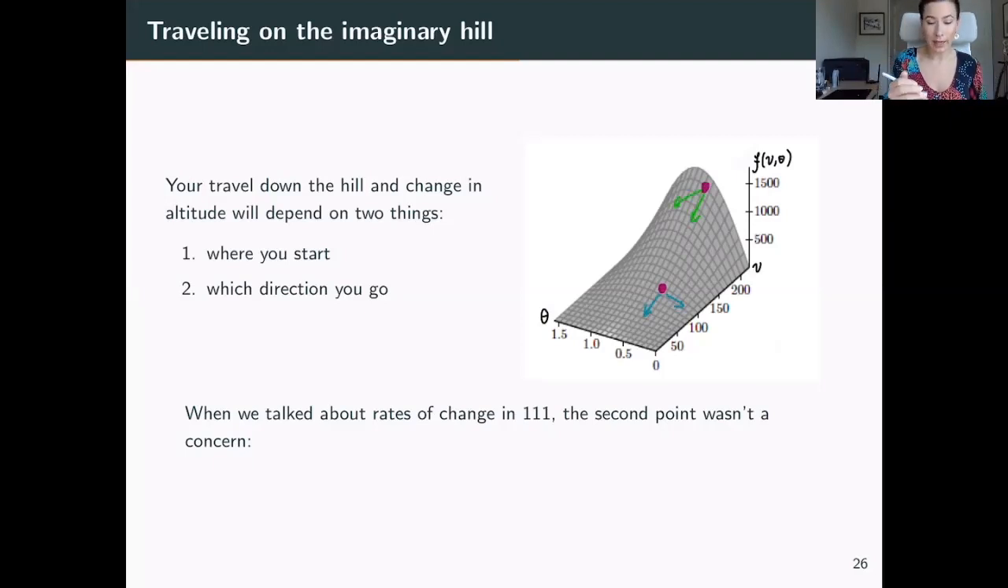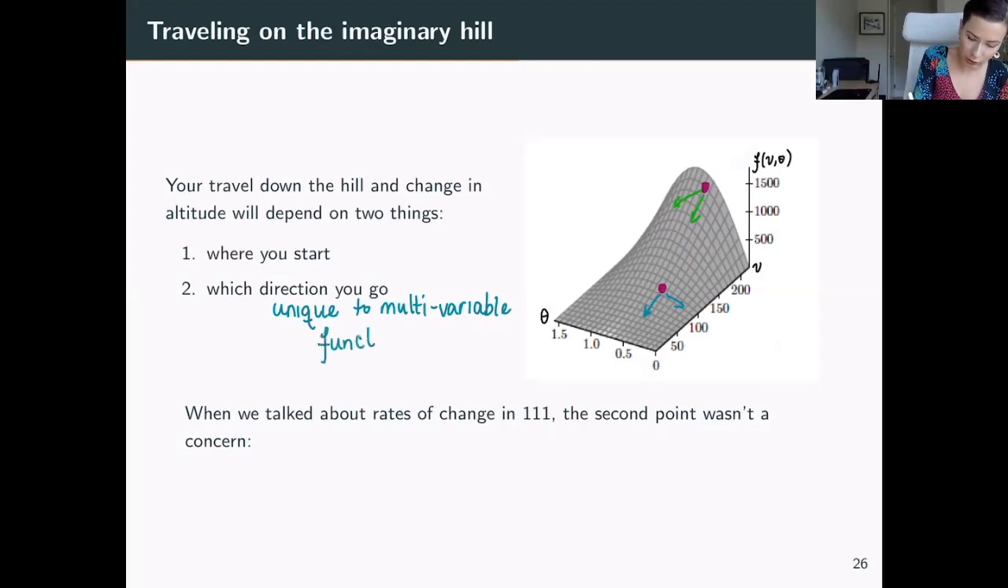Now, the second point is kind of unique to multivariable functions. When we were working with single variable functions in Math 111, our rate of change did depend on where we started, since we were looking at the instantaneous rate of change, but it didn't matter which direction we were going. We looked at the rate of change at that point. It was well defined by the slope of the tangent line. Whereas here, we have this issue of which direction we are going.